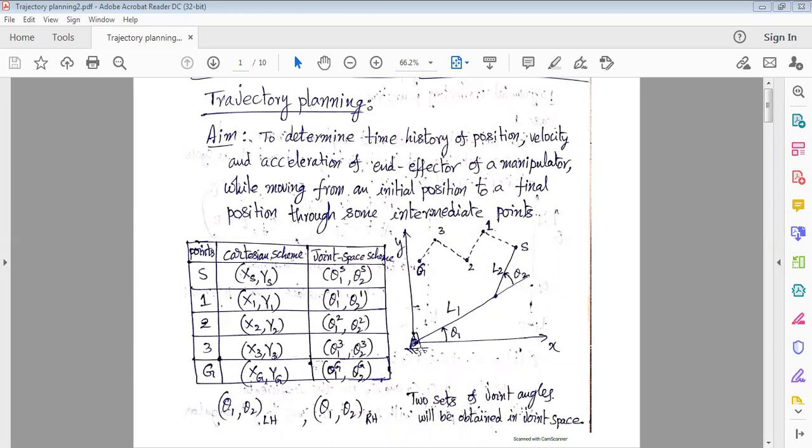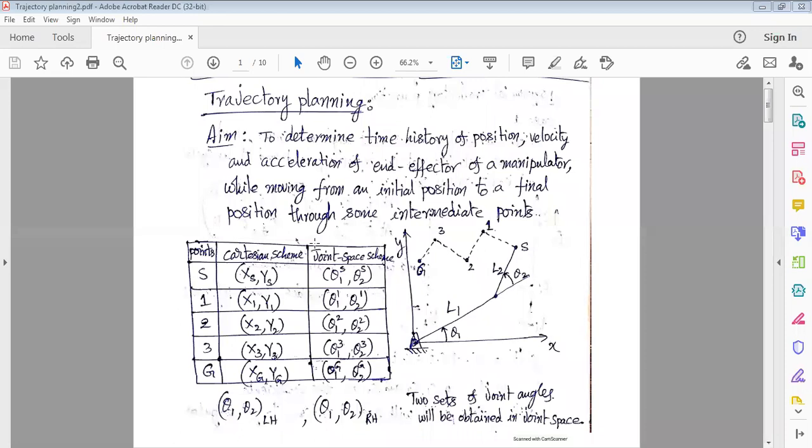Okay. Yesterday we had discussed what is path, what is trajectory. So today we will discuss some derivation part in this lecture. So what do we actually do in this trajectory planning? We are going to determine the time history of position, velocity, and acceleration of the end effector of a manipulator, while moving from an initial position to a final position through some intermediate points.